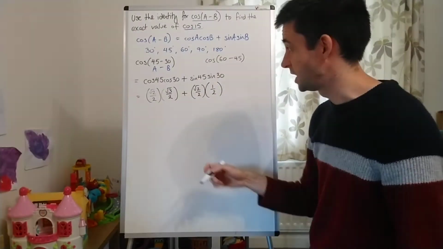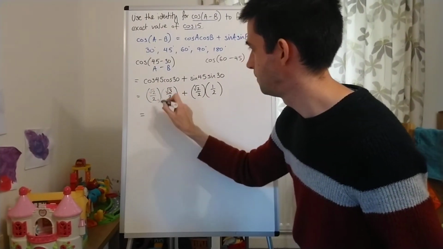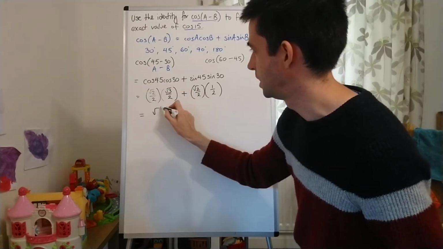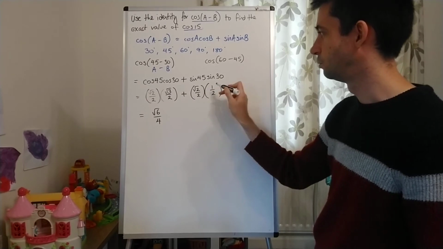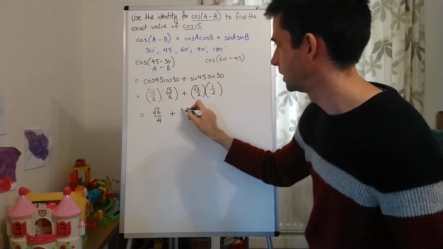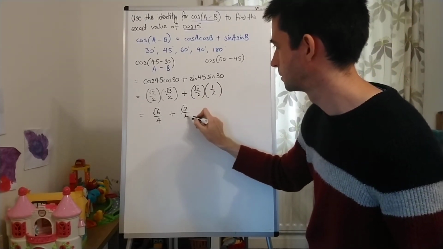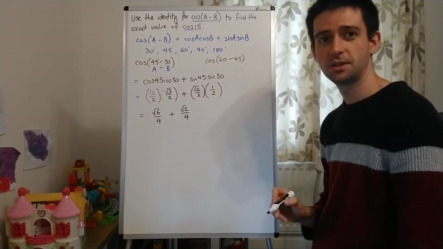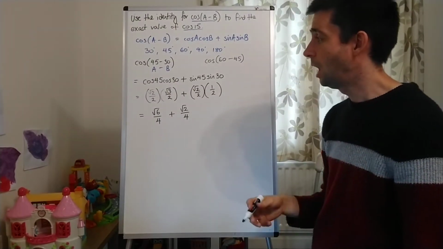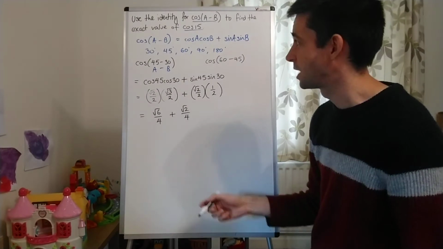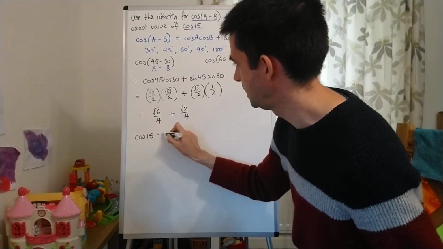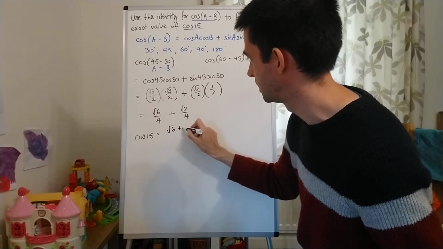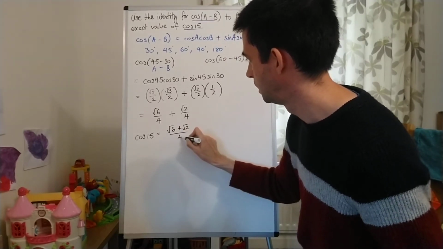So what I have, taking each term at a time, root 2 times root 3 is root 6 over 4. Root 2 times 1 is root 2, and again over 4 because it's 2 times 2. So writing it as a single fraction, my conclusion is that the value of cos 15 is root 6 plus root 2 over 4.